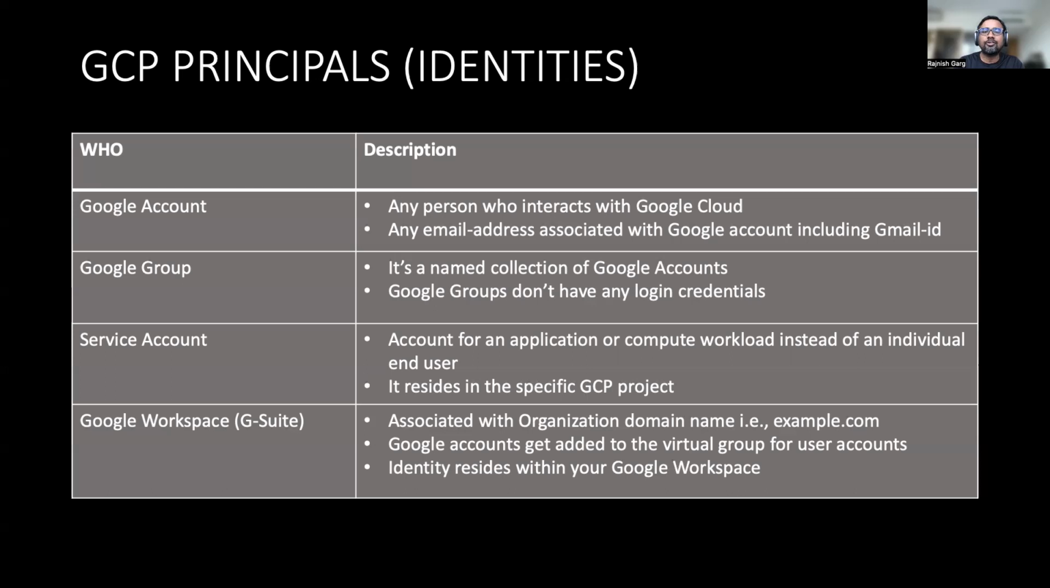The third one is called a service account. Here, rather than assigning access to your users, you would like to provide access to your machines to interact with the cloud resources. GCP service accounts primarily exist in the GCP project. The fourth one is called Google Workspace or G Suite. All your identities, G Suite domain users or groups, primarily get created there.